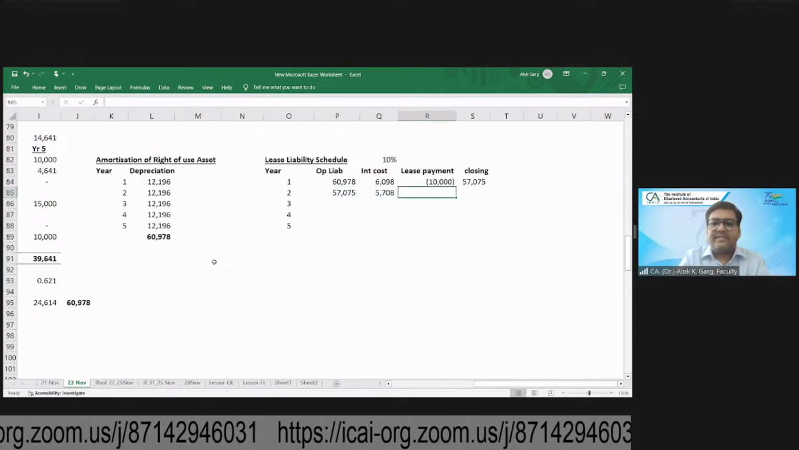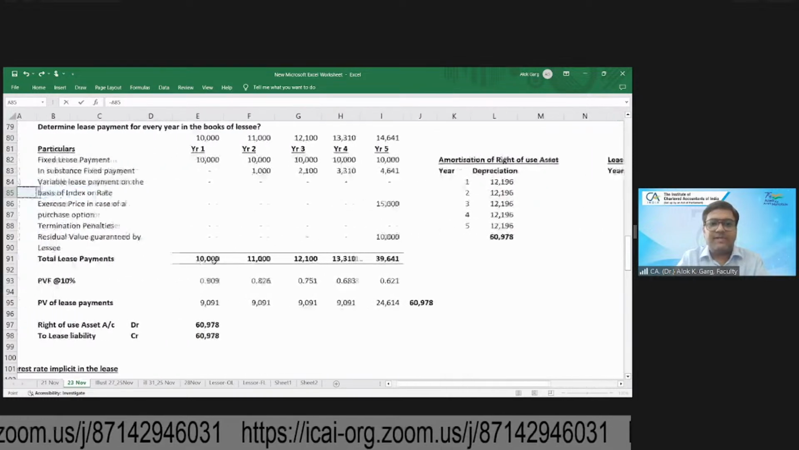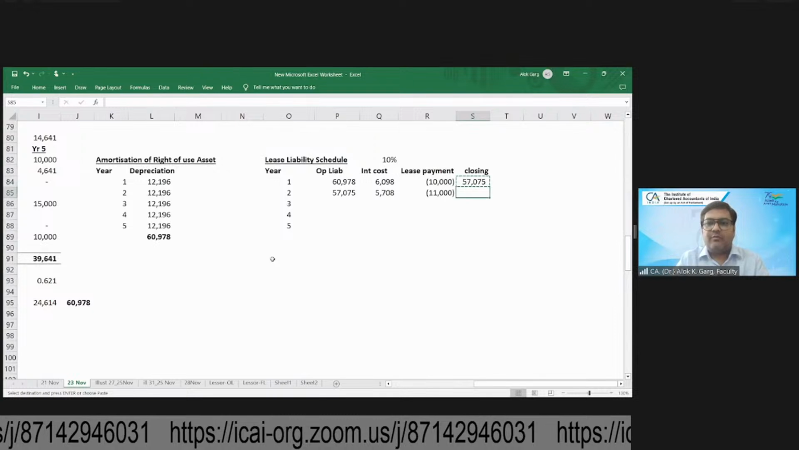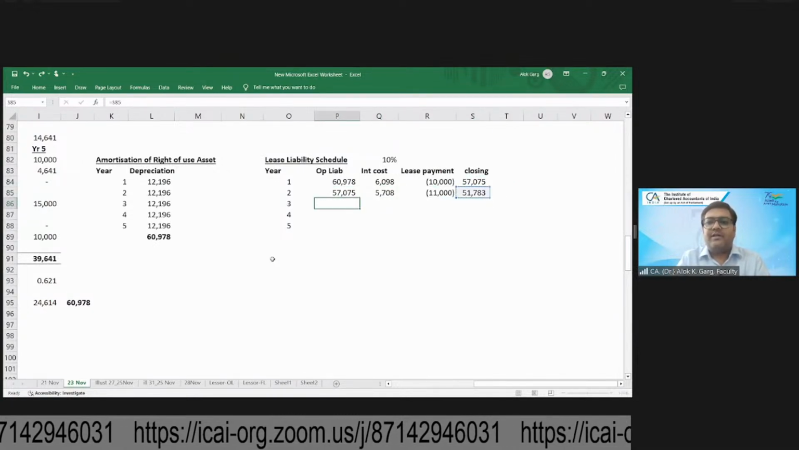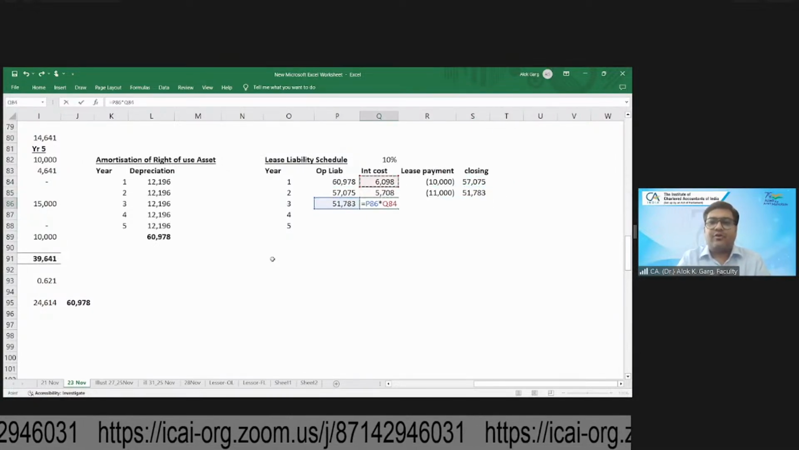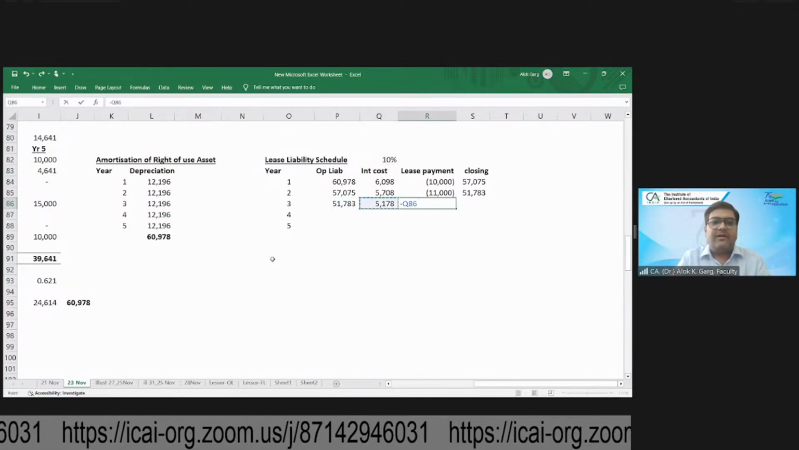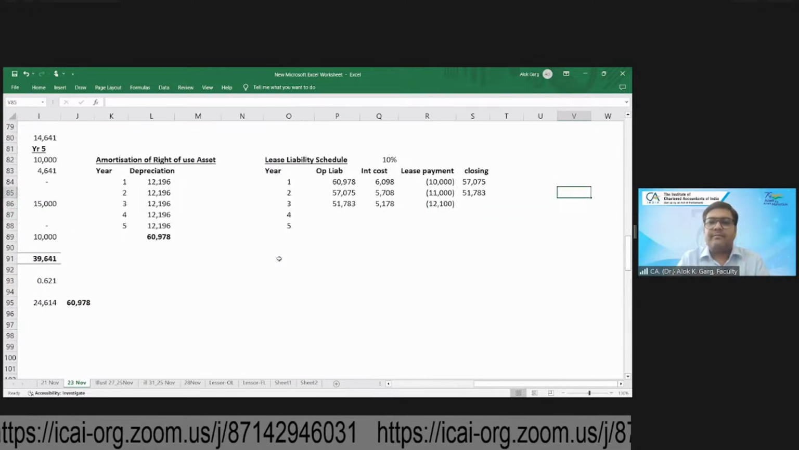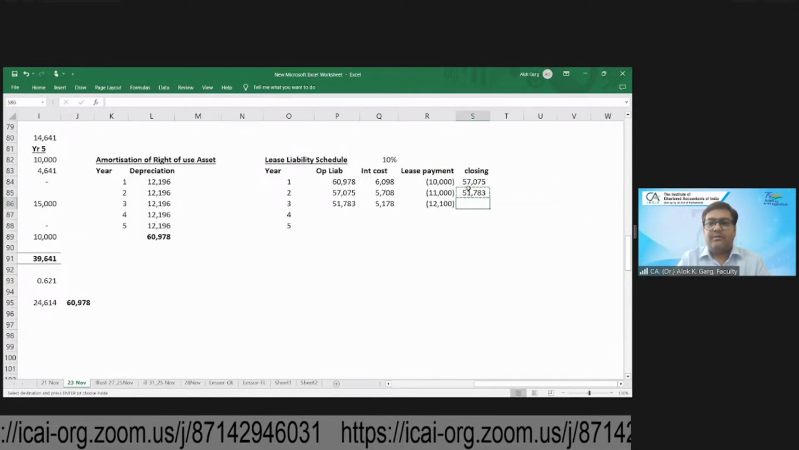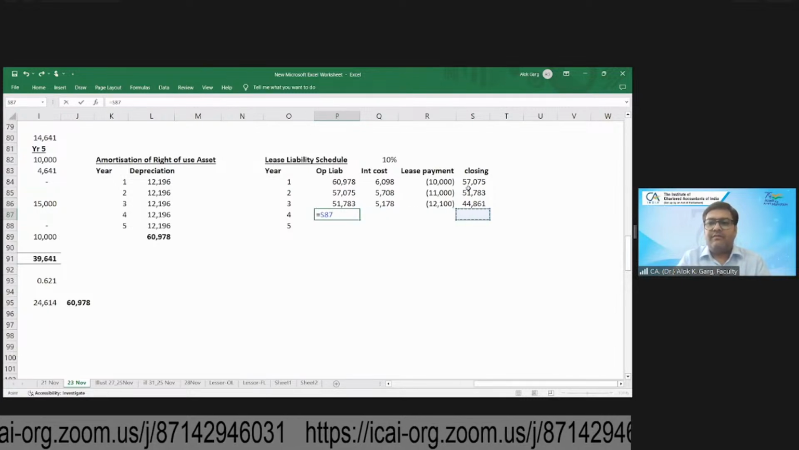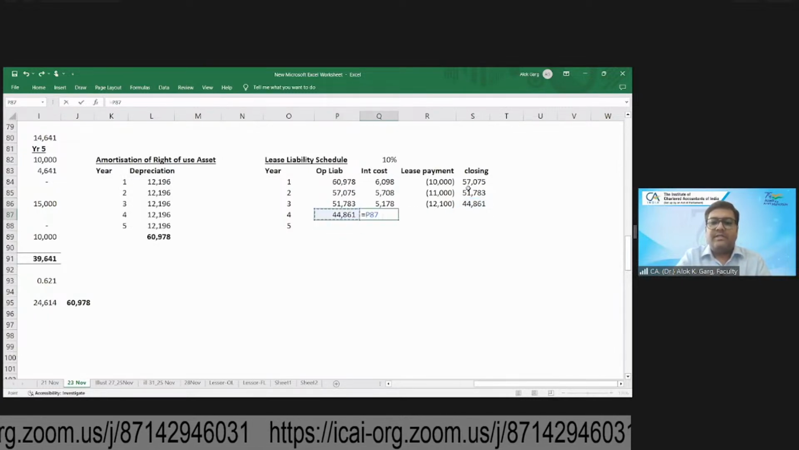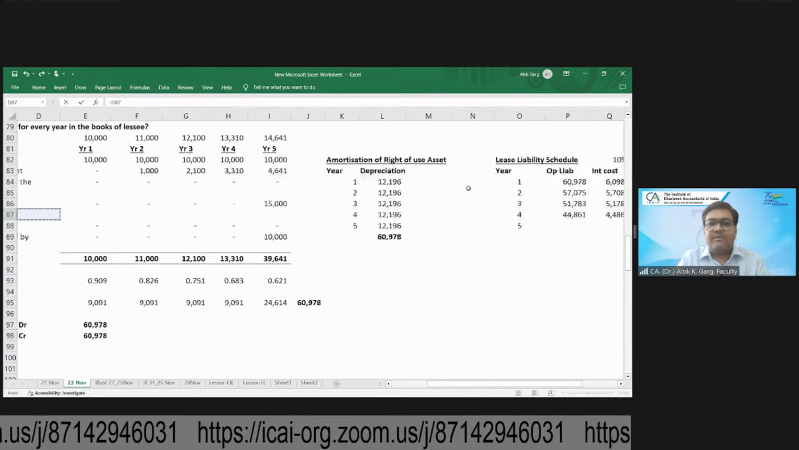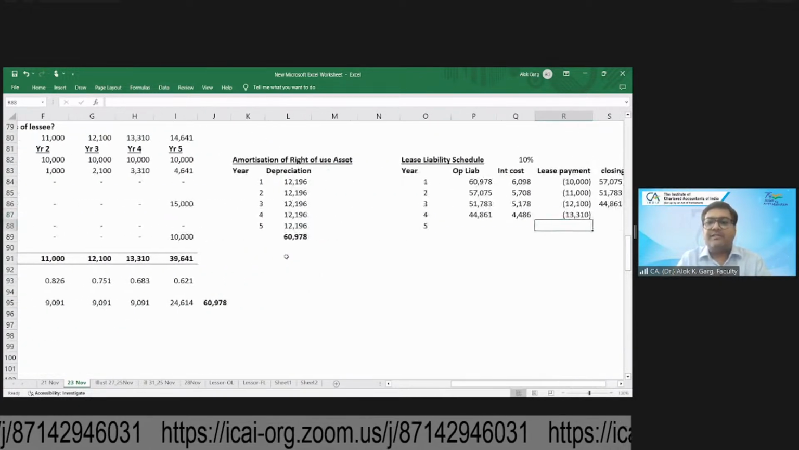What is my lease payment in the second year? Viraj, what is my lease payment in the second year? 11,000 is the lease payment in the second year. This is my closing. This will become the opening of the third year. Then there is the interest cost. Viraj, what is my third year payment? 12,100. Correct. Then this will become the opening of the fourth year. There is an interest cost. What is my fourth year payment? My fourth year payment is 13,310.